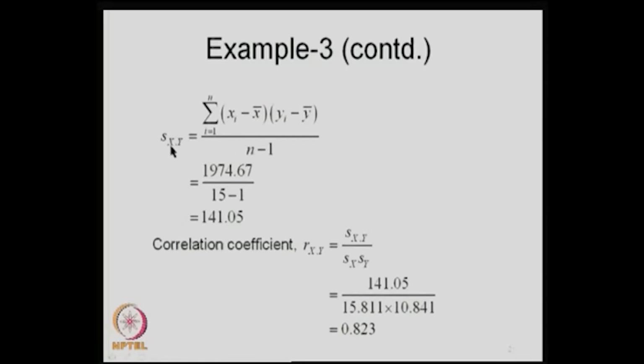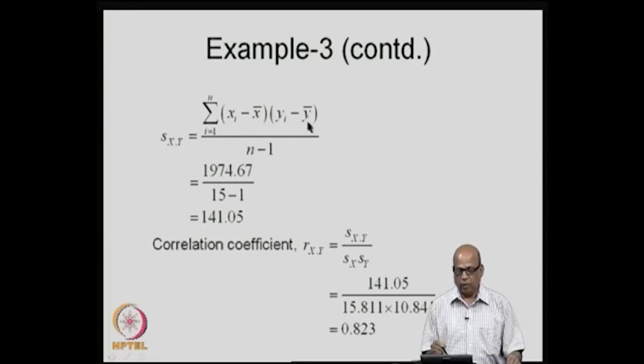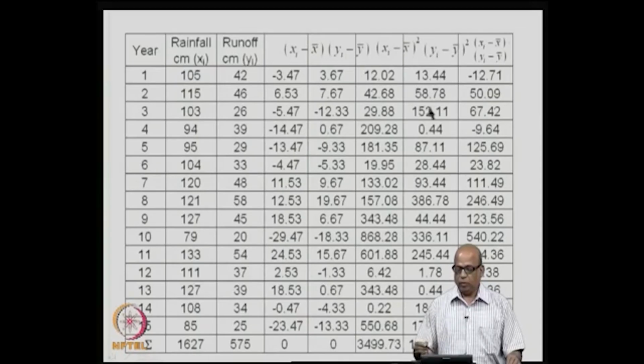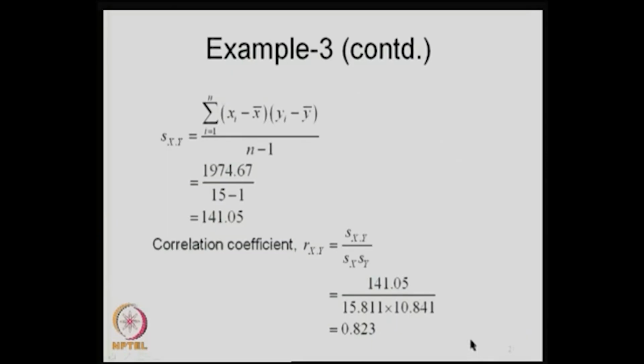So, S x y you estimate it as summation of x i minus x bar into y i minus y bar, which is available in this column, divided by 15 minus 1. So, 1974.67 by 15 minus 1, which turns out to be 141.05. What will be the units of this? This will have units of rainfall into runoff, which means centimeter square.